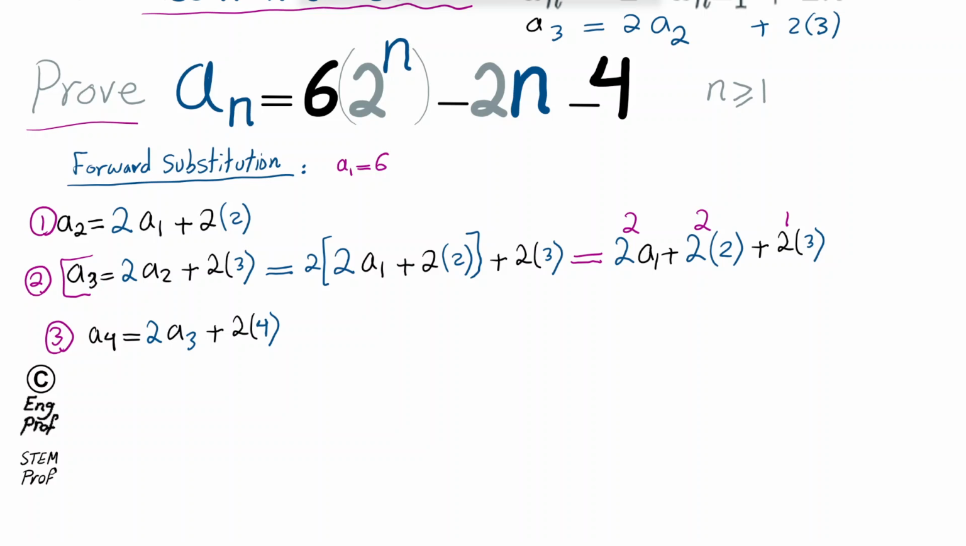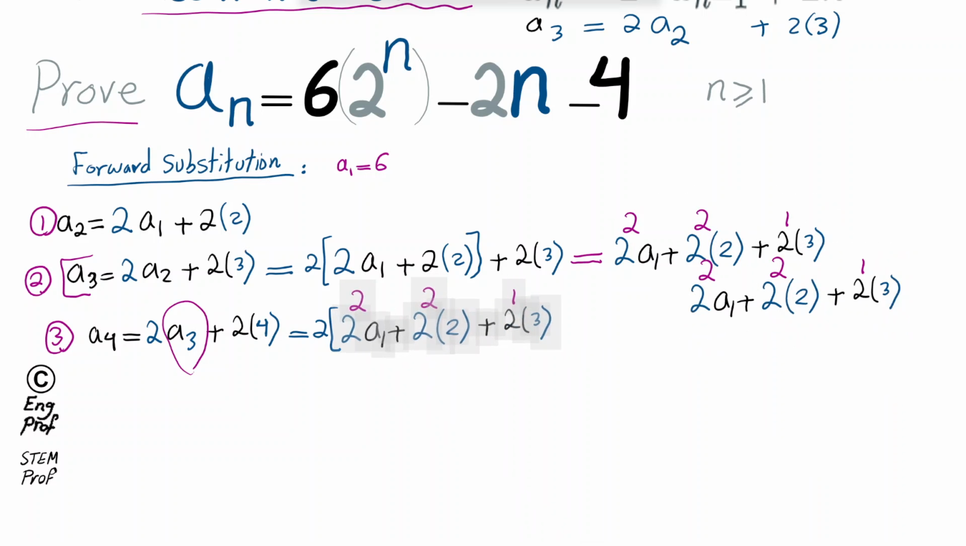Okay, so the same trick that we did before. Replace a3 with its equivalent, which is this value. So I am going to write, therefore, this whole thing is equal to, again, 2 times bracket, and copy paste what we found before as a replacement here, and then close the bracket.